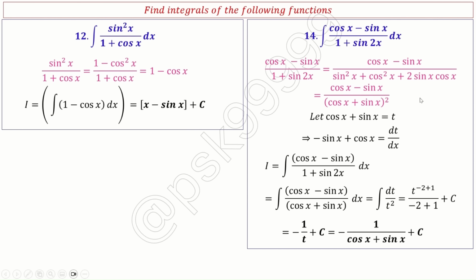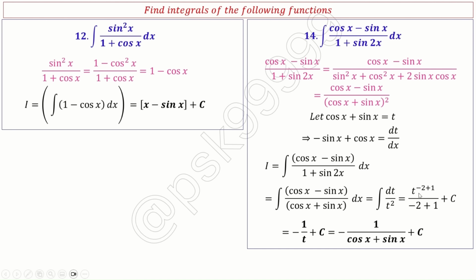Now this you can do by substitution. If I call cos x plus sin x as t, then minus sin x plus cos x, that is cos x minus sin x, into dx is dt. So I will do the substitution here. This integration of cos x minus sin x divided by cos x plus sin x whole square is equal to dt by t square, because cos x minus sin x dx is dt, and the denominator is t square.